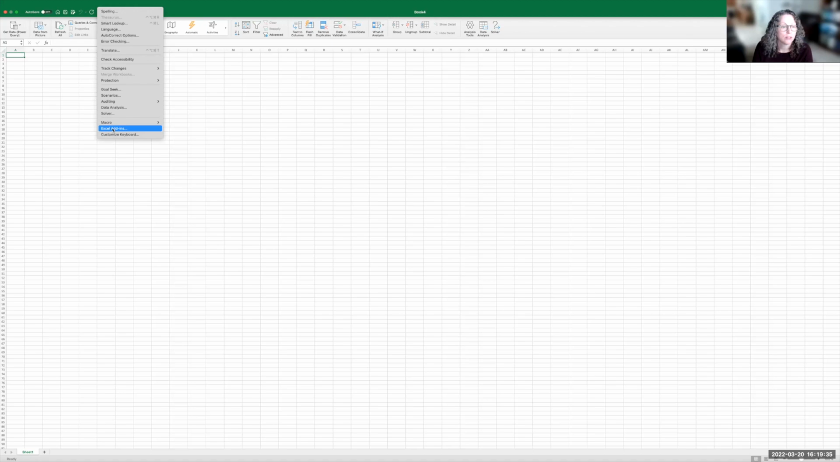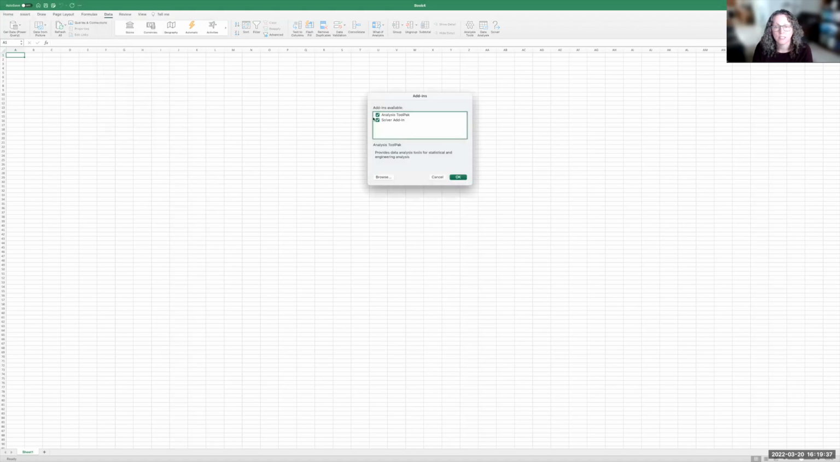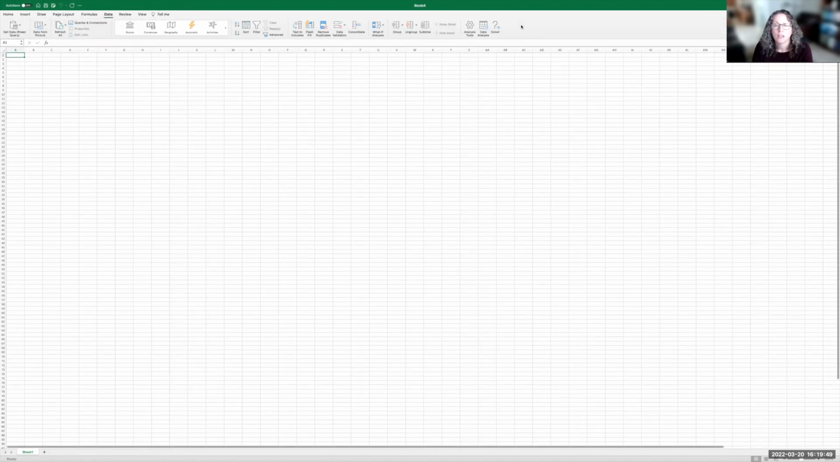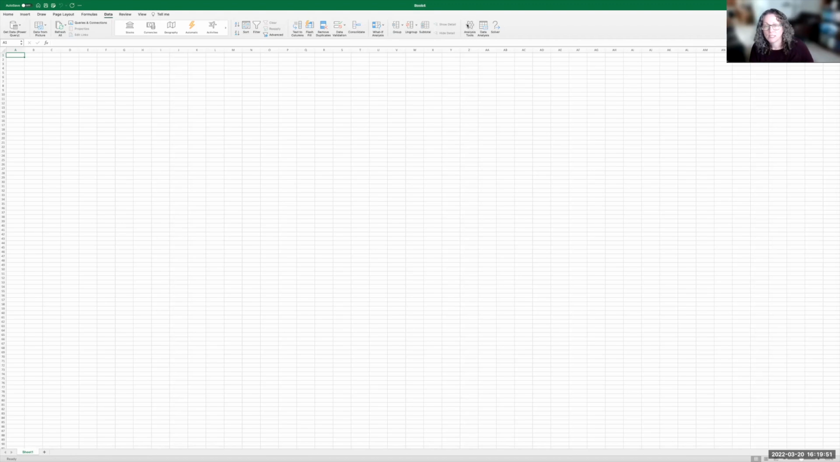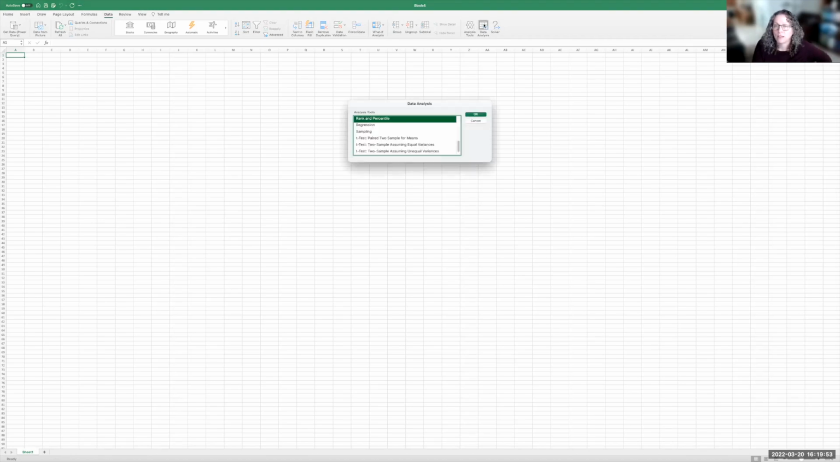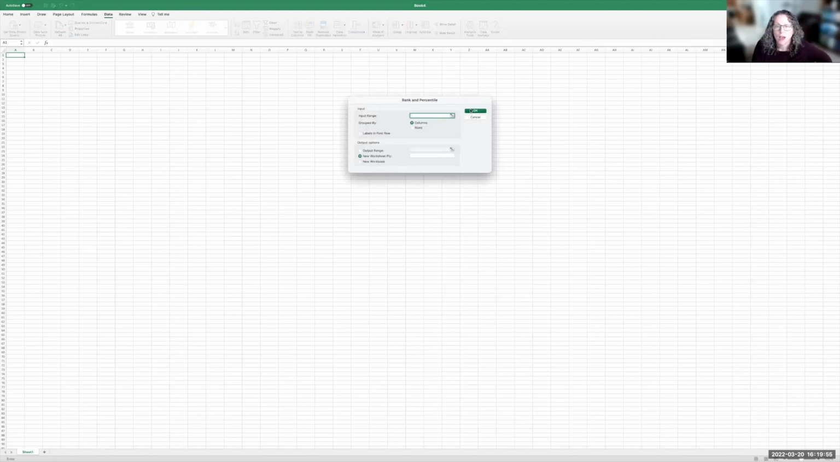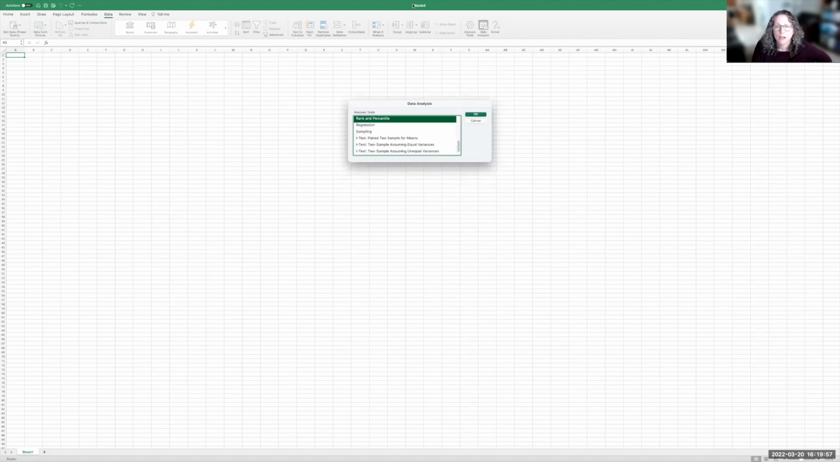So this is Excel add-ins. You can select these two here, put a check mark next to each of these and press OK. And then you should be able to go to the data, look at the data analysis button right here. You have it right here, ready to go. And then go back to our PowerPoint.